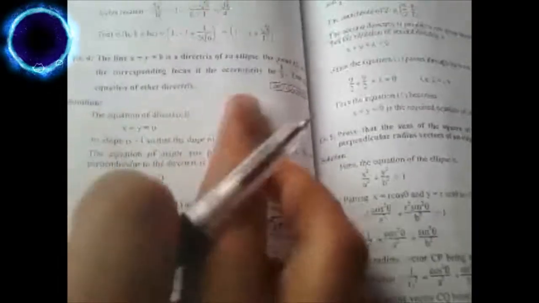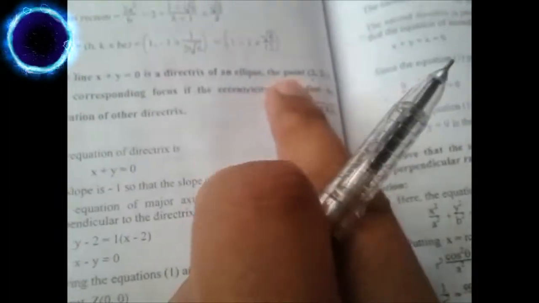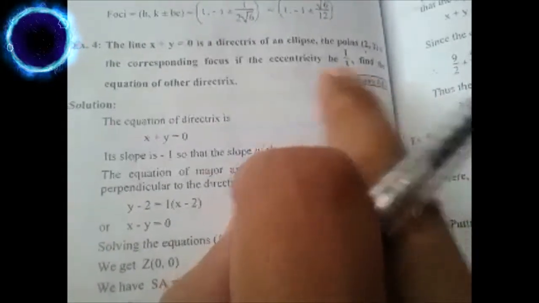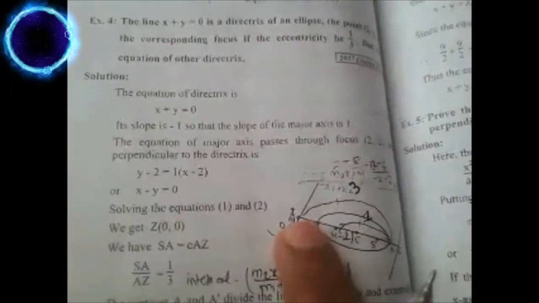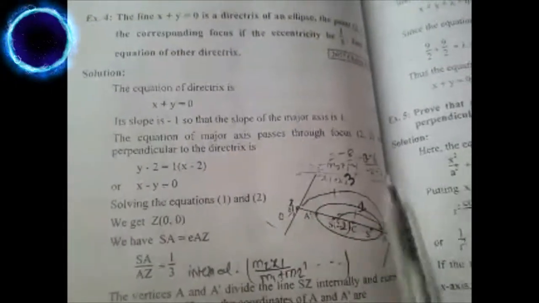Just a quick review from ellipse. This is one question of ellipse asked. The question says the line x plus y is a directrix of an ellipse, and the corresponding focus is given, if the eccentricity is 1 by 3. Find the equation of the other directrix. The equation of one directrix is given and the other directrix is asked to calculate, and this focus S is given as (2, 2), and eccentricity is given as 1/3.